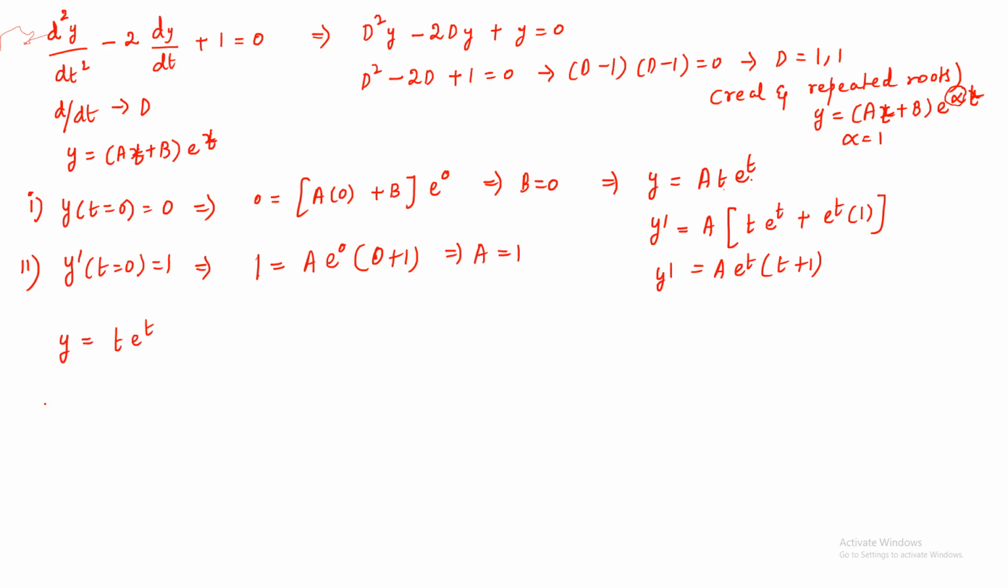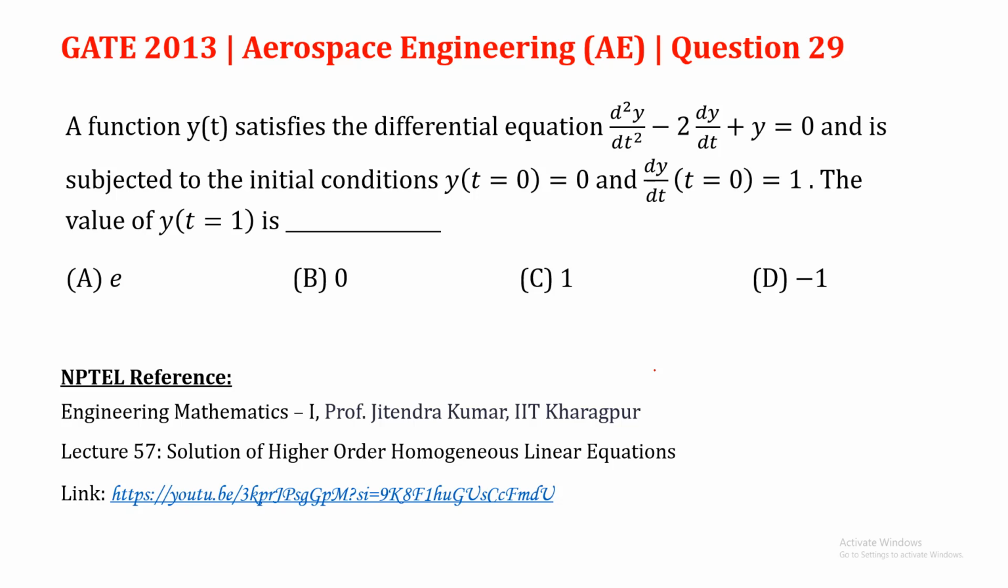Now we have to find y of t = 1. Then it becomes 1 times e power 1, which is e. So our final answer, y of t = 1, is e. Let's go to the options and see whether we have the option e. As you can see, option A has the correct answer, which is e. So that's the right answer.